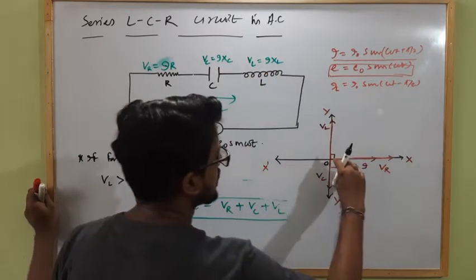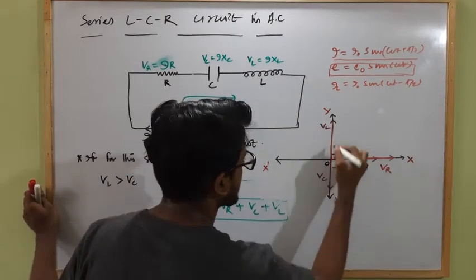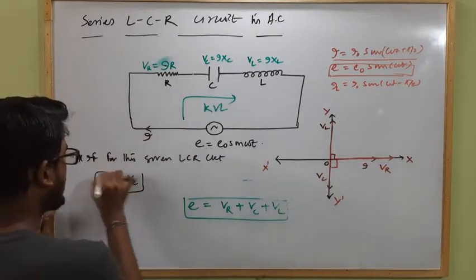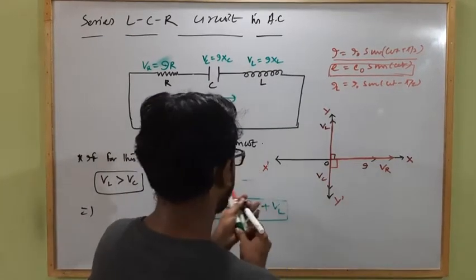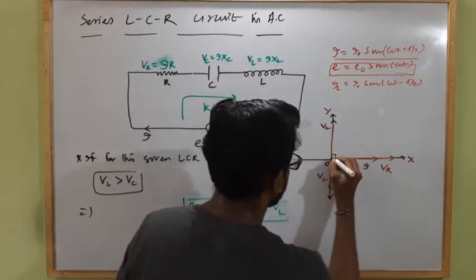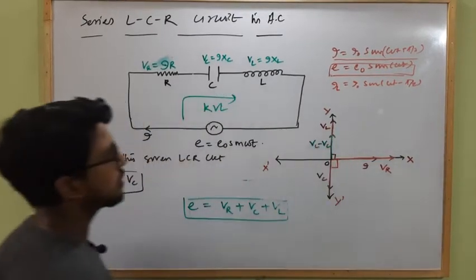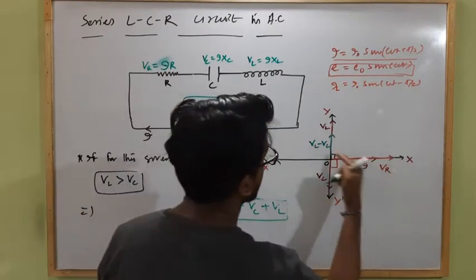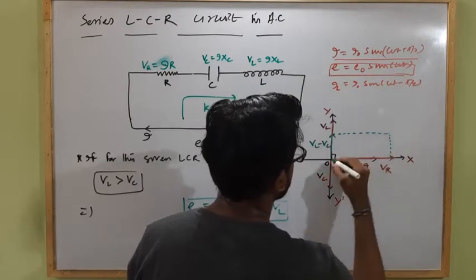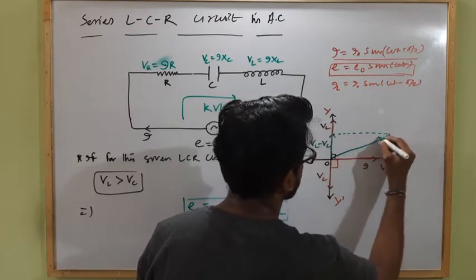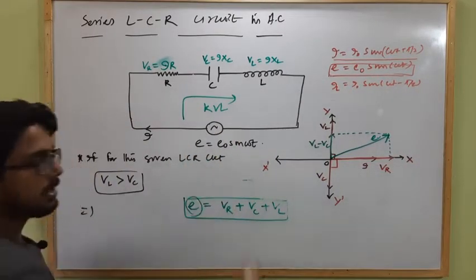That means VL is greater than VC. As these are vector quantities, if this is VC and this is VL, and VL is greater than VC, the resultant will be this one, VL minus VC, the resultant potential difference. Now if this is VR and this is VL minus VC, then by vector addition we can get the net resultant. This will be the net resultant, that is E, the total EMF.